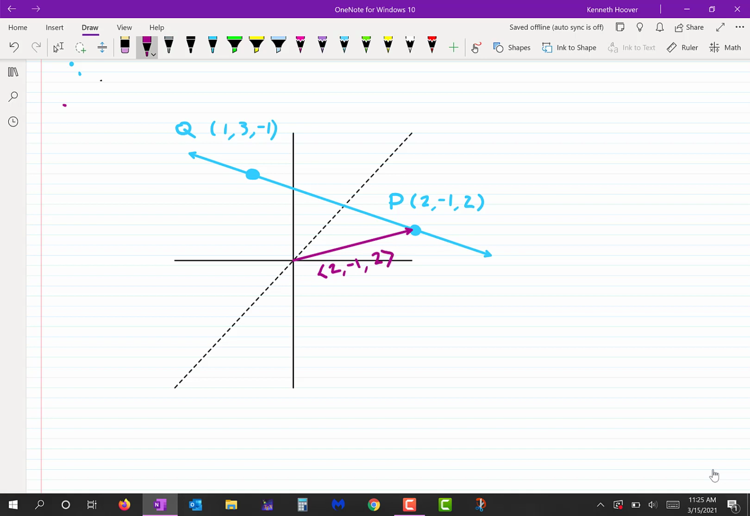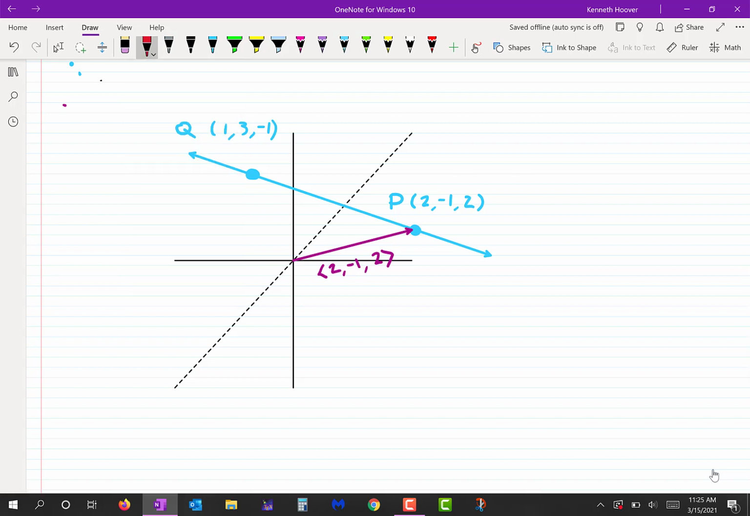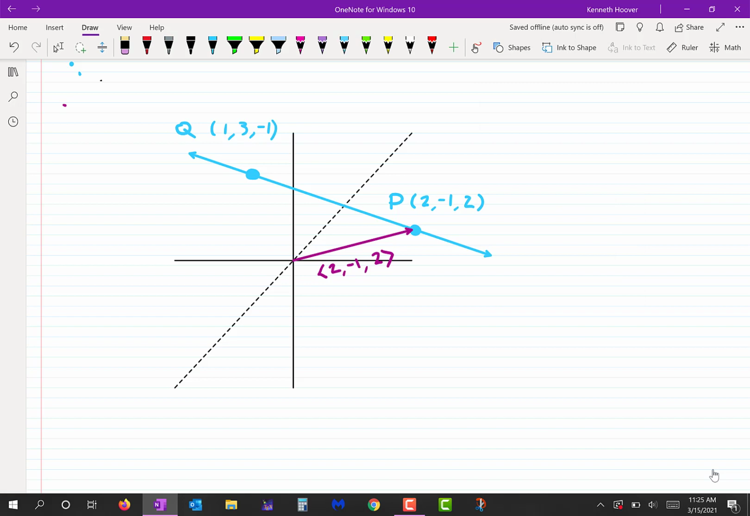Okay, we need to choose a direction vector. So that's any vector that points in the same direction as the line. Of course, a line goes 2 directions, right? So either one will work. So the easiest thing to do is to just draw a vector between the 2 points that we know. I'm going to go from P to Q. And there's our direction vector. Okay?